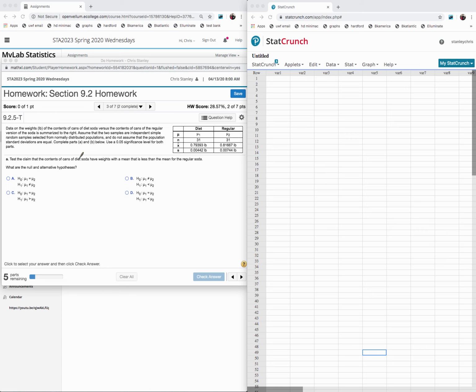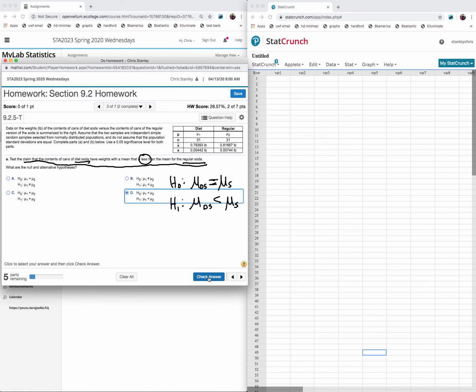So go ahead and pause it and make sure that you read the problem and you understand what's going on. Whenever you read these things, I'm looking for a claim. So right here, less than. They think the diet soda is less than the regular soda. So this would be the diet soda, this is the regular soda, and I think it's less than. The less than is going to go in your alternative. And then the regular soda, the equal, will go in your null. So that's going to be boom, right here.